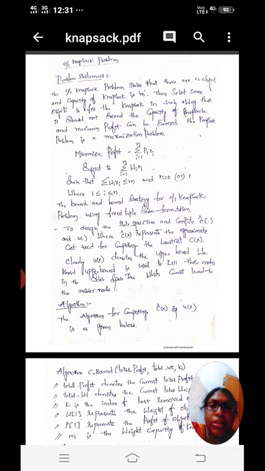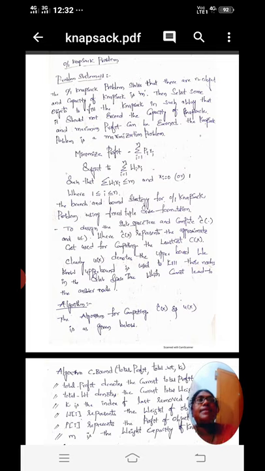Minimize the negative of summation of i equal to 1 up to n of pi xi. P means profits, how many profits we have here. And n means the number of knapsack instances, and how many weights we have to take. Subject to summation of i equal to 1 up to n of wi xi, W means weights, such that summation of wi xi is less than or equal to m. M means capacity.